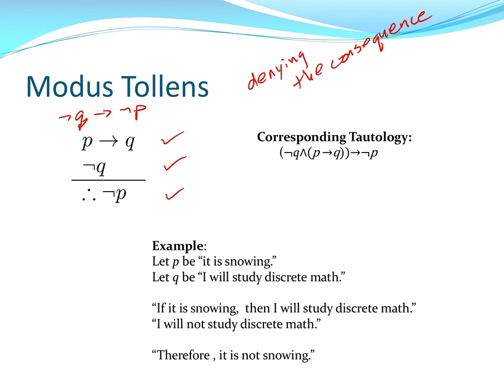And here's our example. P is it is snowing, Q is I will study discrete math. P implies Q is: if it is snowing, then I will study discrete math. And the other premise is I will not study discrete math. And then I can conclude, therefore, it is not snowing. All right, so that's modus tollens.